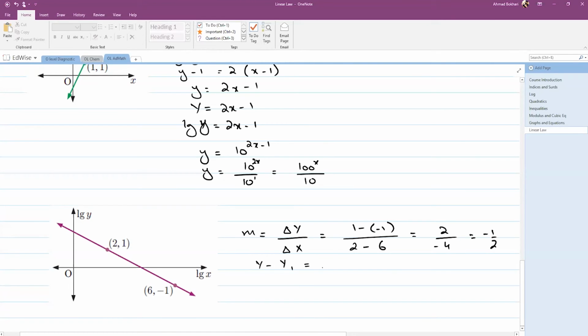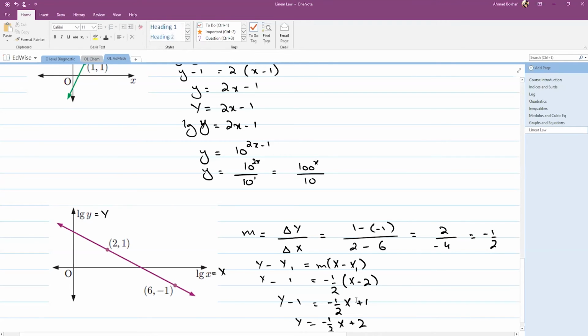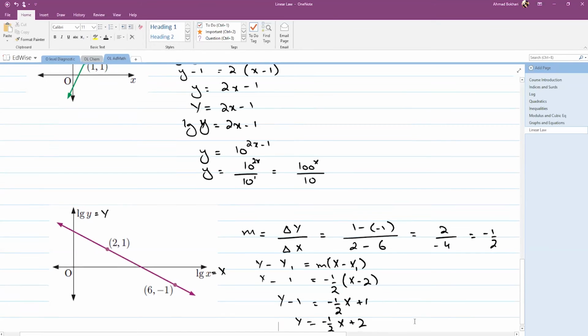So y minus y1 equals m times x minus x1. Now the examiner doesn't really know what capital X and capital Y are, so I'll just put that there. So this is going to be capital Y and this is going to be capital X. So capital Y minus 1 equals minus 1 by 2, capital X minus 2. I figured this out. So y minus 1 equals minus half times x plus 1. And that gives me y equals minus half x plus 2. All right. So we have figured this out.